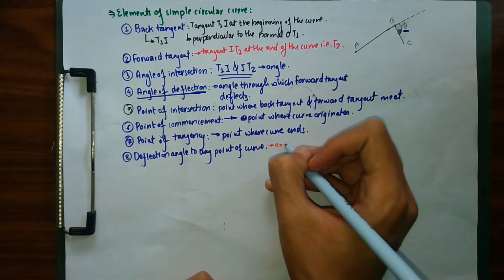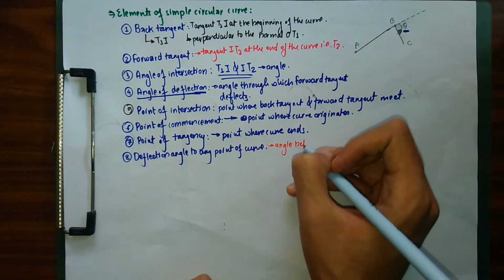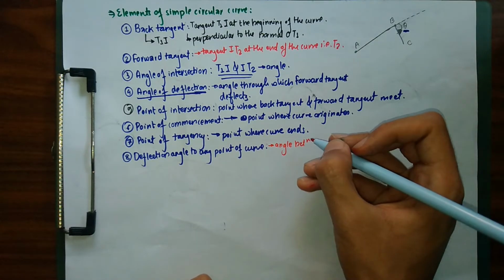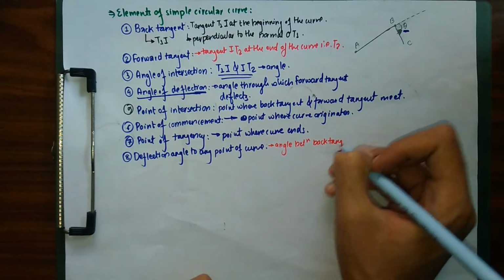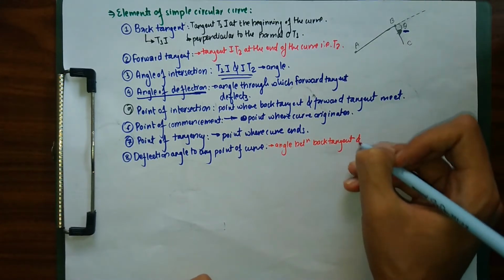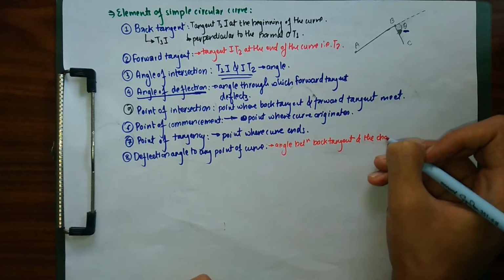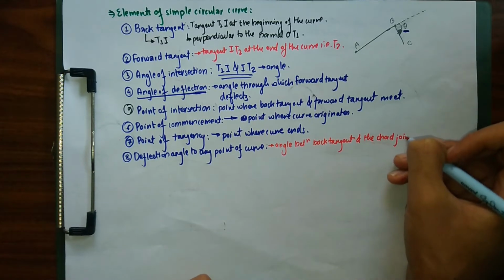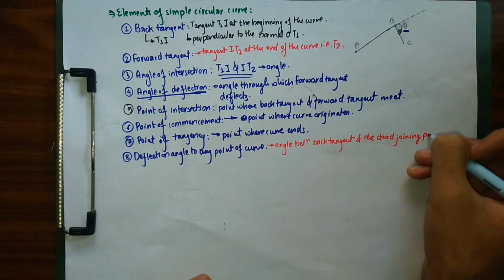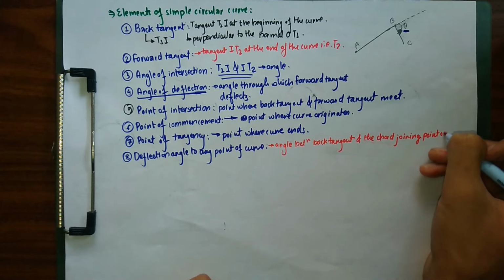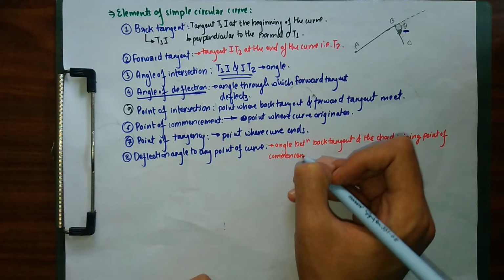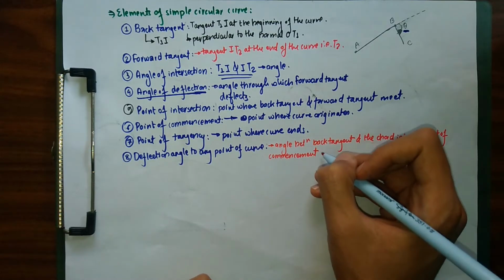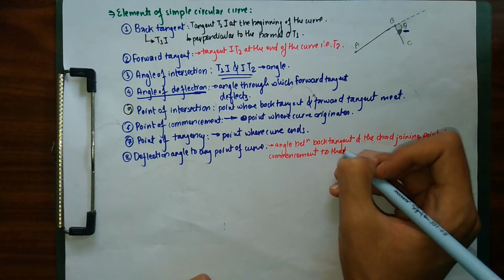This is our angle between the back tangent and the chord joining the point of commencement to that point on the curve.